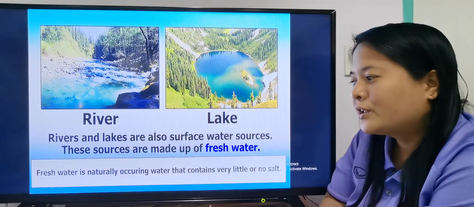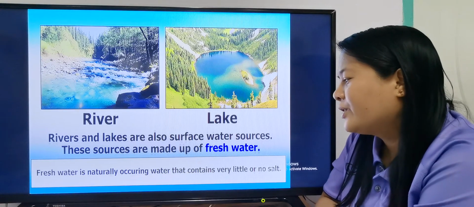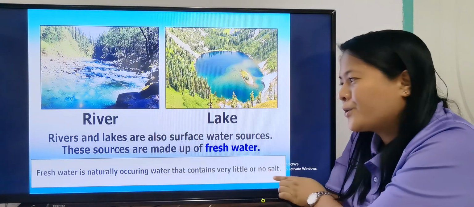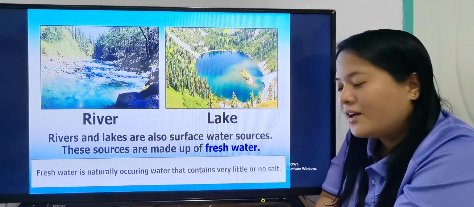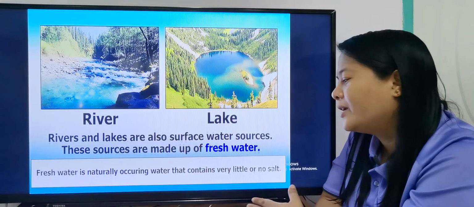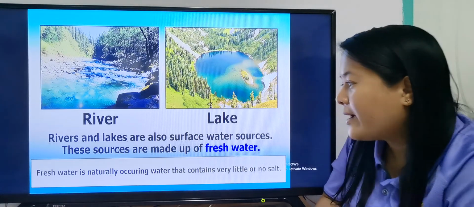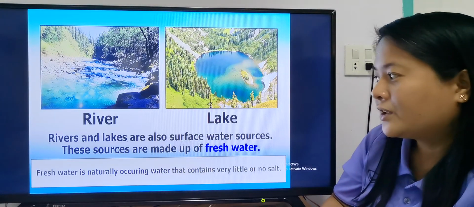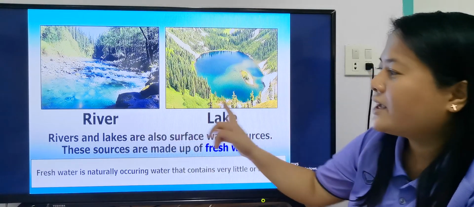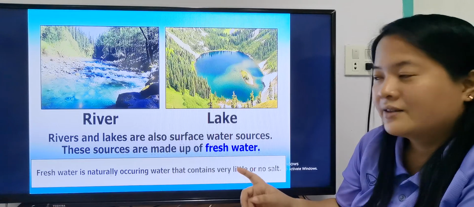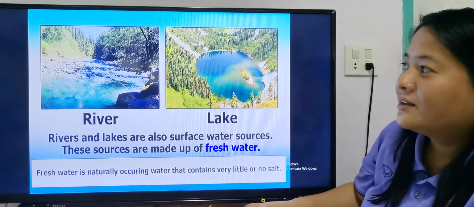About fresh water, we said that fresh water is naturally occurring water that contains very little or no salt. Salt water has very high salt content. This one contains very little or no salt at all. Examples of fresh water as a surface water source are rivers and lakes. I hope you understand the difference between a river and a lake.